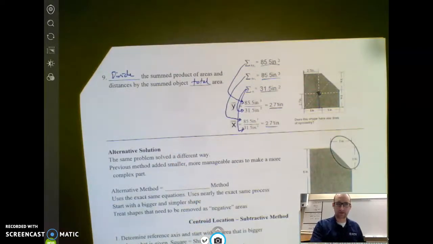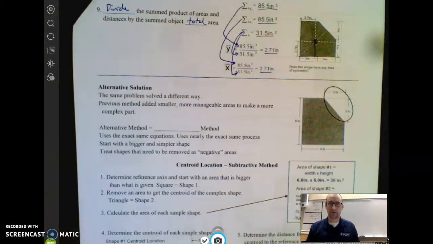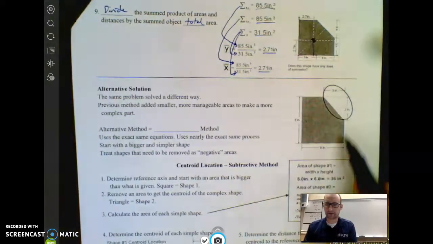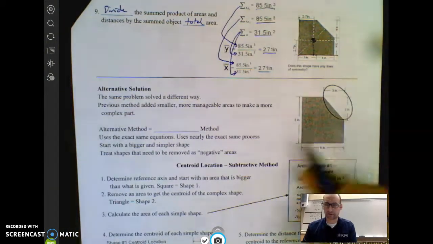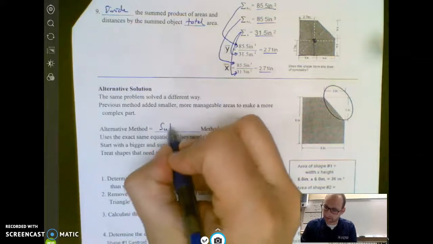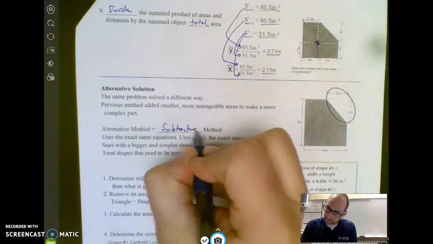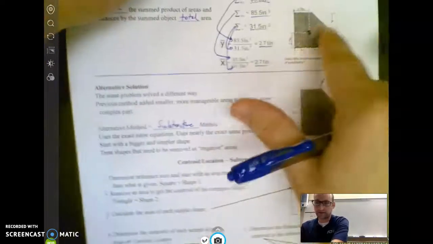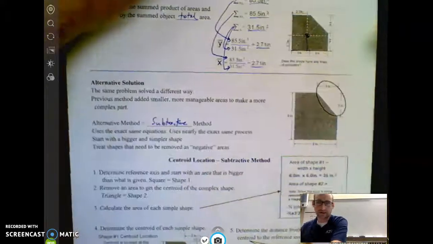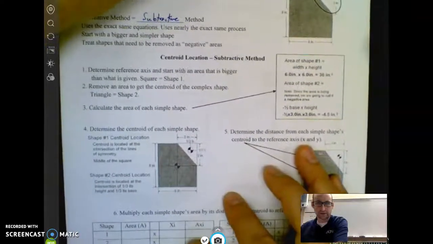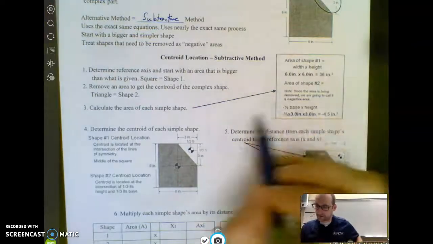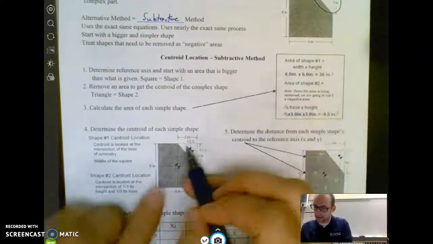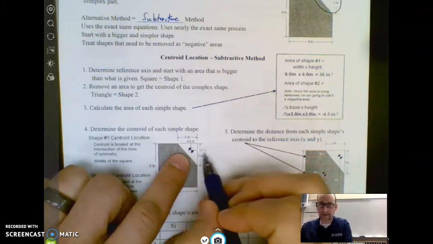Okay, so there's an alternative solution, a different way of doing this problem. Depends how you look at it. So if your eyeballs saw this as a square and you removed part of it, that's called the subtractive method. It's probably easier this way, but I wanted to show you the other way because I'd say more often you do the additive. The other way is adding chunks together. This is taking a chunk off. So if you're going to do it the subtraction way, you find the area of the giant shape, and then you just make the area of the piece you're cutting off a negative number.